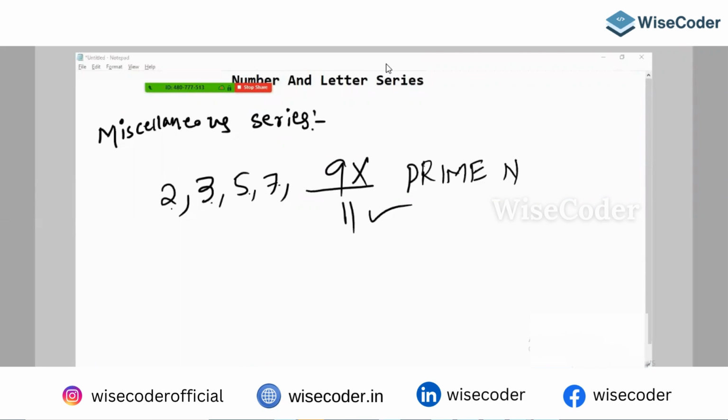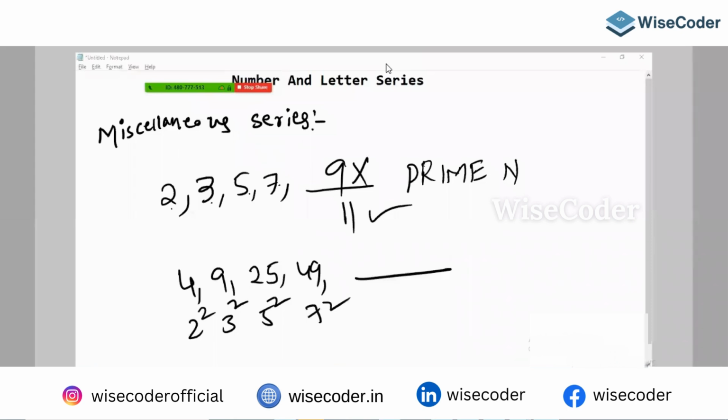There can also be various uses of prime numbers. Let's say this is a series: 4, 9, 25, 49. What is the next one? People know these are squares, but which type of squares? 2 square, 3 square, 5 square, 7 square. So these are prime squares, and the next must be 11 square. What is 11 square? 121. So in this series, the terms are squares of prime numbers.